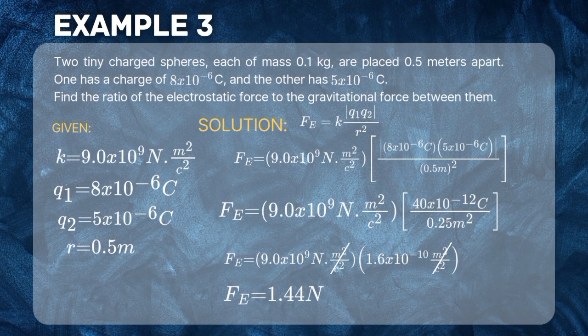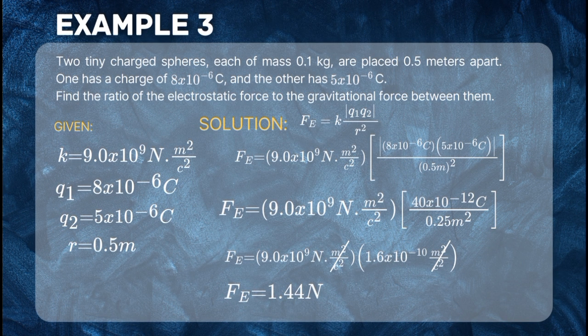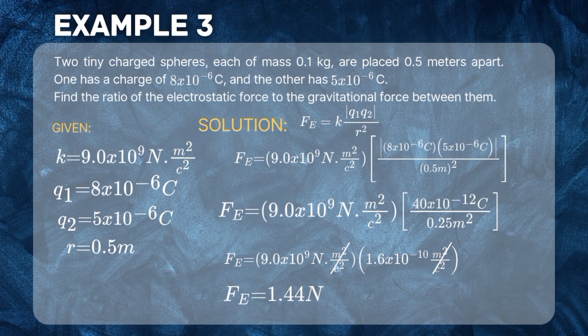For example 3, to sum up, these are the givens. For the solution, F sub E is equal to the constant value of the electrostatic force, or I mean Coulomb, times the absolute value of the two charges, 8 times 10 raised to negative 6 coulomb times 5 times 10 raised to negative 6 coulomb, divided by 0.5 meter squared. For the solution, we will come up with 1.44 Newton.